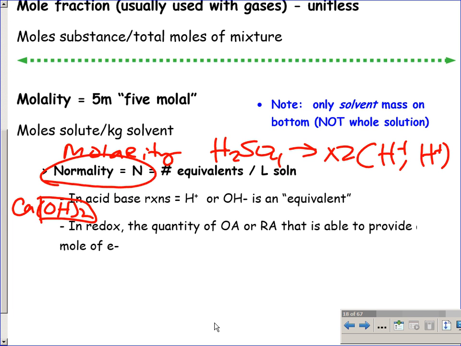Is it, when it says the number of H plus or OH minuses, is that per molecule or? Like per mole. Okay. So if I found this to be 1 molar sulfuric acid, it is actually 2 normal sulfuric acid because it has 2 H's. Or 1 molar calcium hydroxide is actually 2 normal calcium hydroxide because it has 2 portions of base.